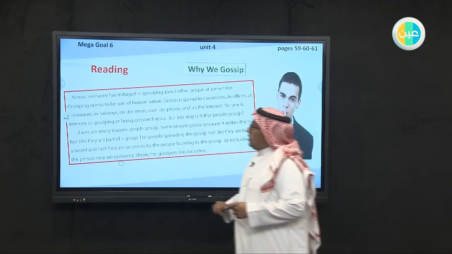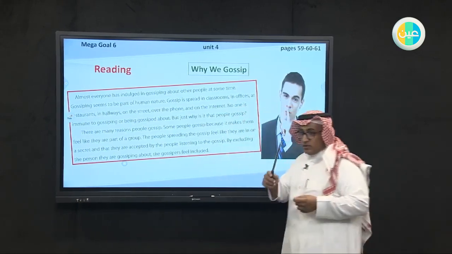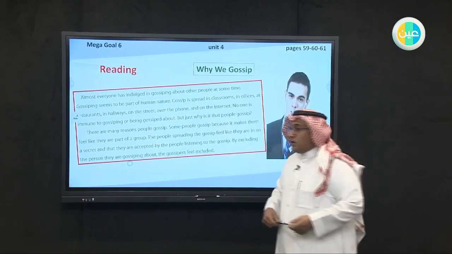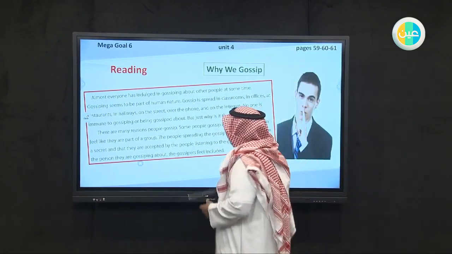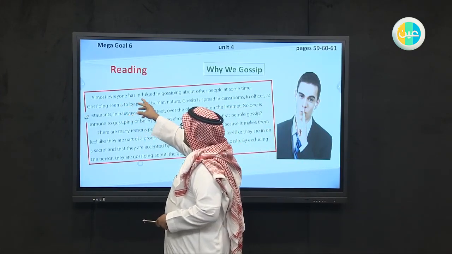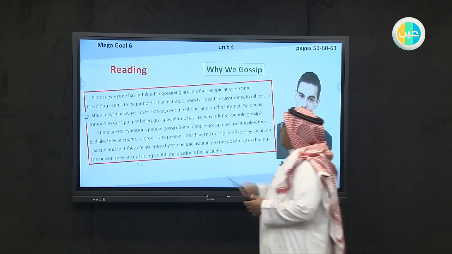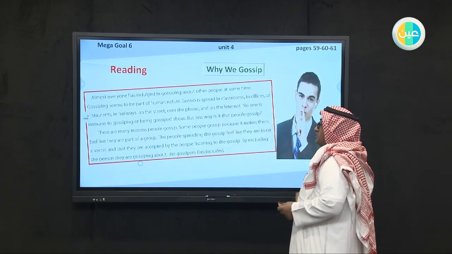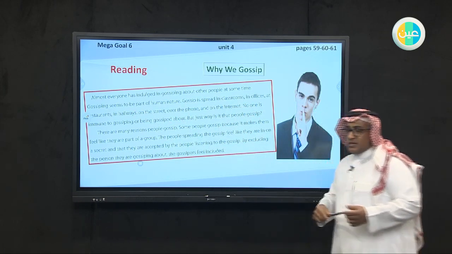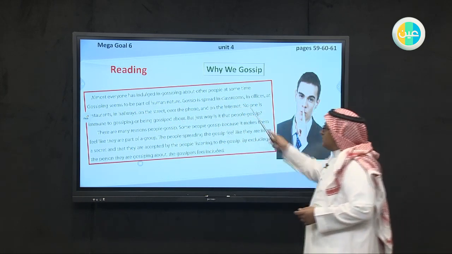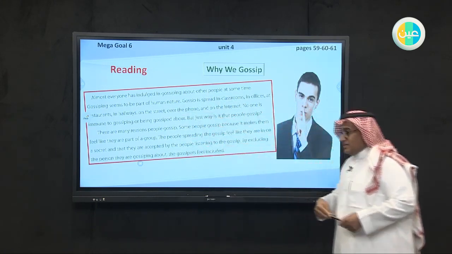Okay, guys. Now let us read together. Please, can I ask you to open your book and go to page 56 to 59. Okay, almost everyone had indulged. Indulge means to take part or participate about other people at some times. The first sentence is usually a topic sentence, because this sentence will explain what will happen in details later.